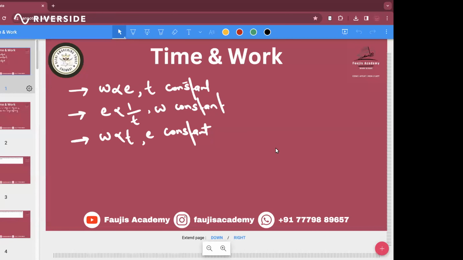Today we'll be studying the next concept in numeric ability, and the concept is called time and work. In this chapter, you'll be getting anywhere between 2 to 3 questions in your examination. So please be mindful about this chapter, because it's 6 to 9 marks. It's going to make a huge difference.